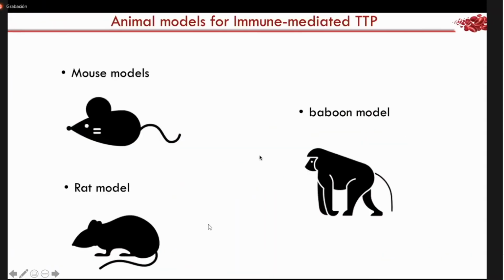And what are these? I'm not going to discuss all of them, but I want to highlight some important characteristics of these animal models. So we again have a mouse model, we have a rat model, and we have a baboon model.